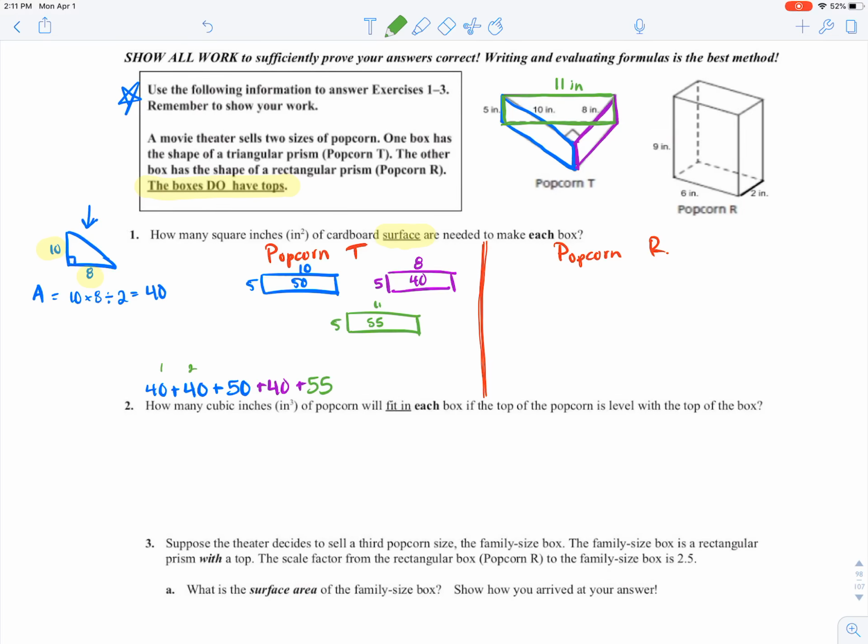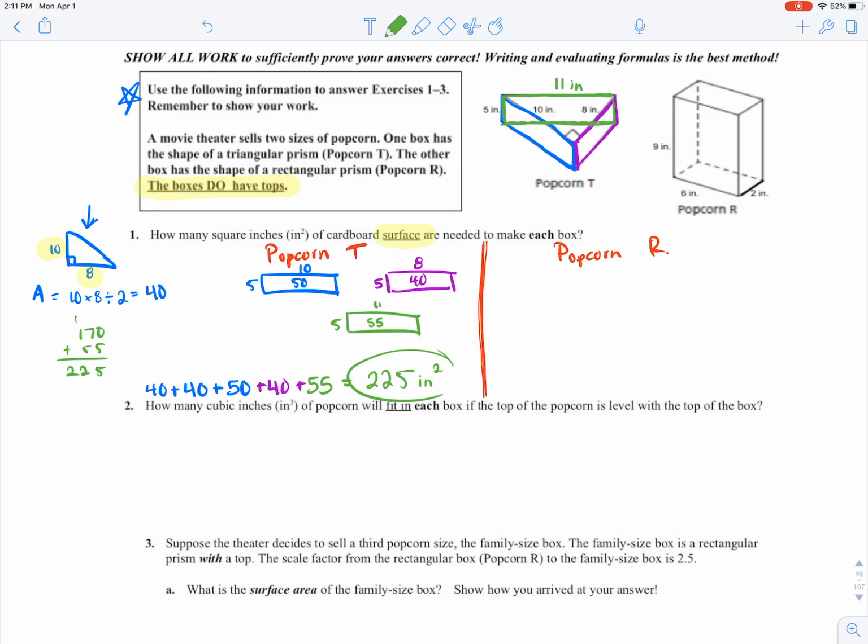Notice how I have 1, 2, 3, 4, and 5 sides to my box here. Therefore, my final answer, well, let's go ahead and see this. 40 plus 40 is 80, plus 40, plus another 40, that's 120. 120 plus 50 is 170, yeah. And then plus 55. Yeah, we're at 225. So the surface area of our popcorn T is going to be 225 square inches.